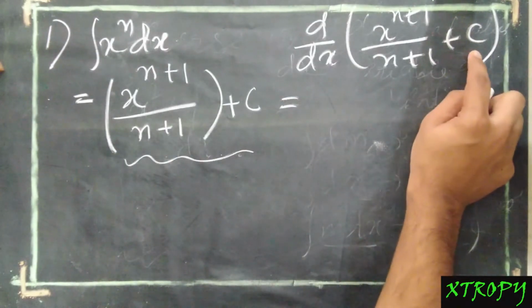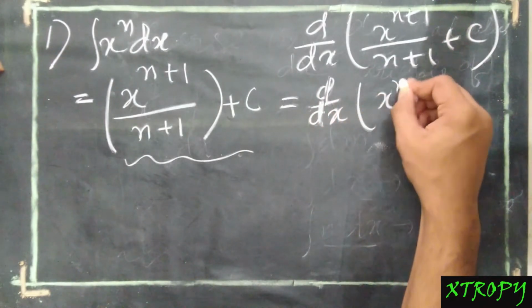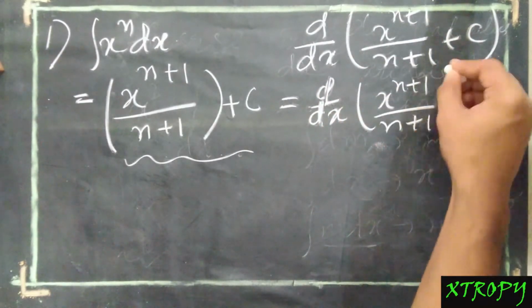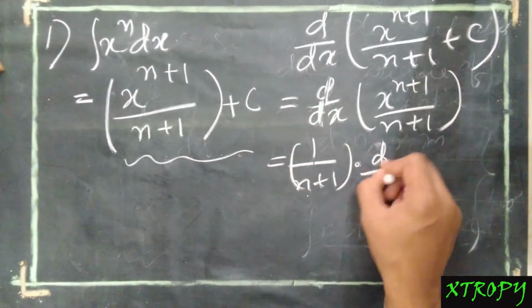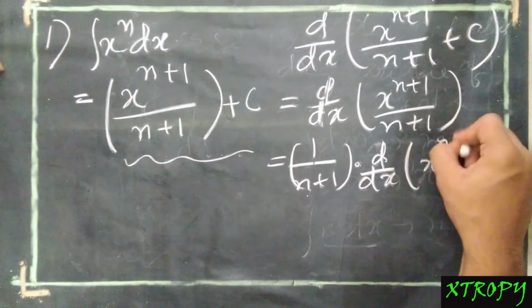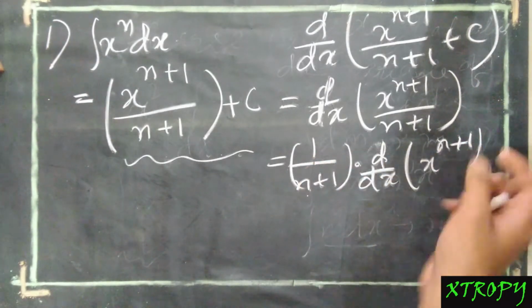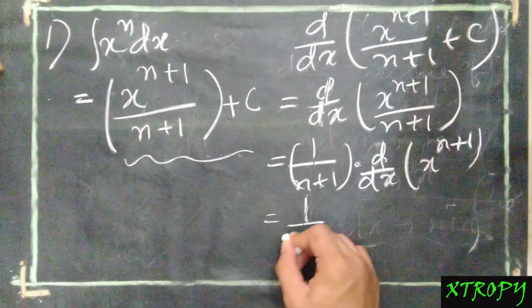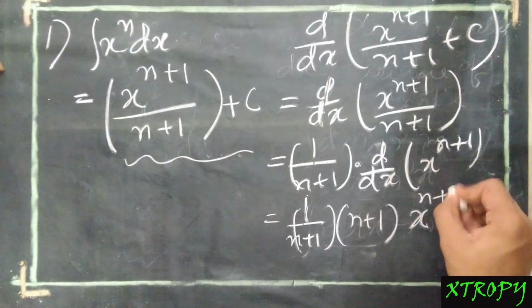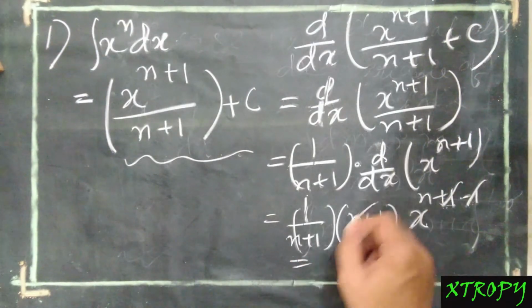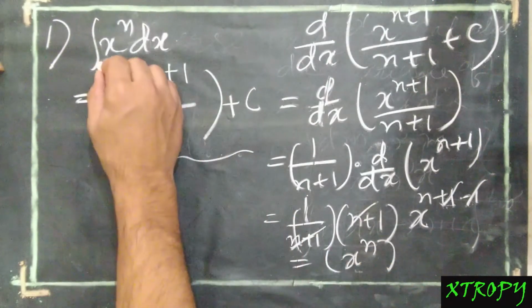Then the differentiation of a constant is 0. Therefore, this boils down to d by dx of x power n plus 1 by n plus 1. N plus 1 is a constant, so you can take it out. 1 by n plus 1 d by dx of x to the power n plus 1. So we will use the power rule, that is bring it down over here and reduce the power by 1. So 1 by n plus 1 into n plus 1 into x to the power n. So this cancels out and this results in x power n. Therefore this matches with this one. So we have done the integration correctly.